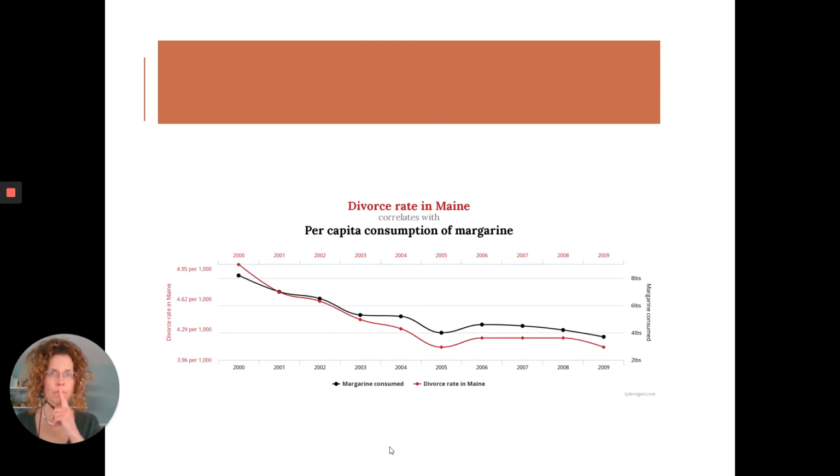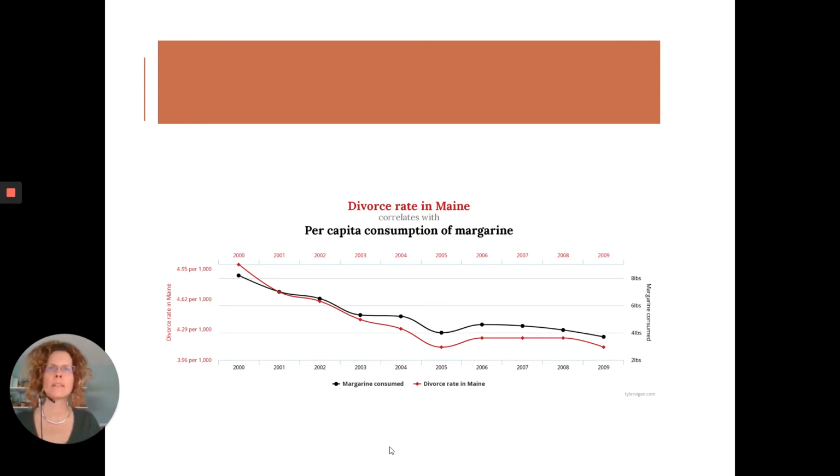Another example. The divorce rate in Maine versus the per capita, or per person, consumption of margarine. Look at this. Once again, we see this relationship where it appears that the more margarine you have, the higher the likelihood that you'll end up divorced, at least if you live in Maine. Well, the correlation is real. It's there. But does it mean anything? No, of course not. It's silly. One does not cause the other.